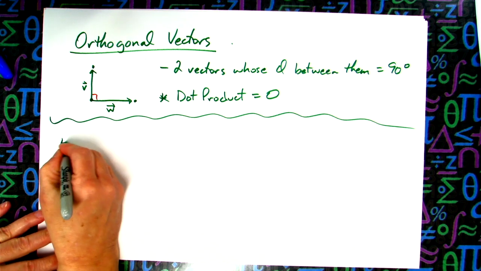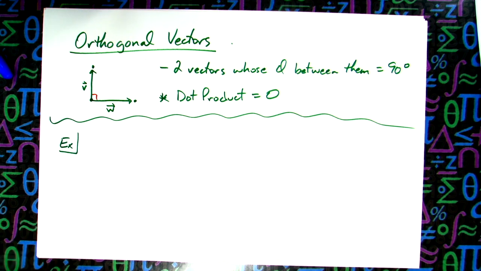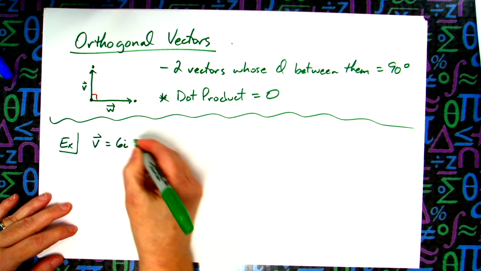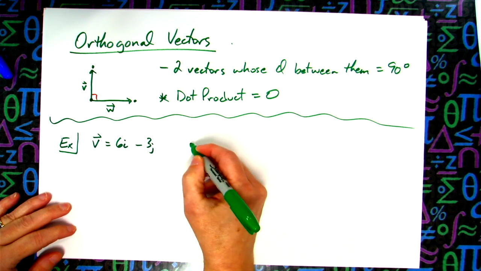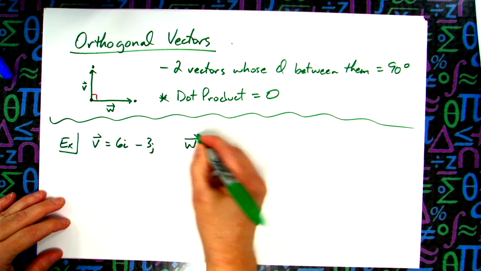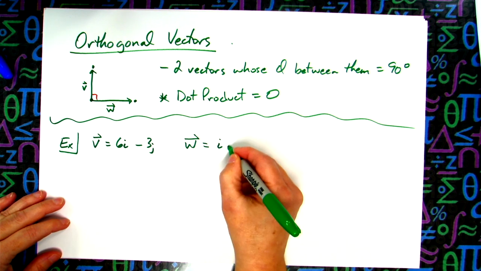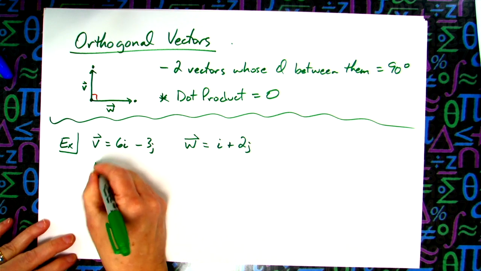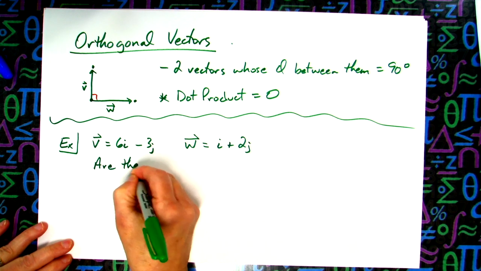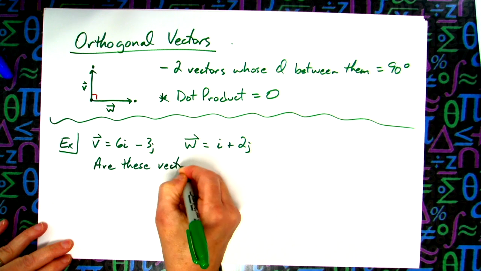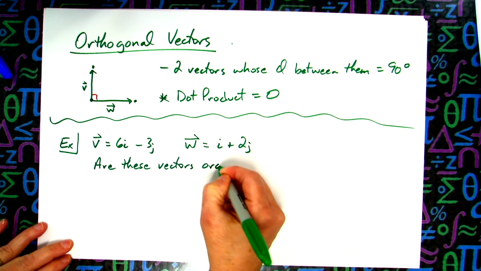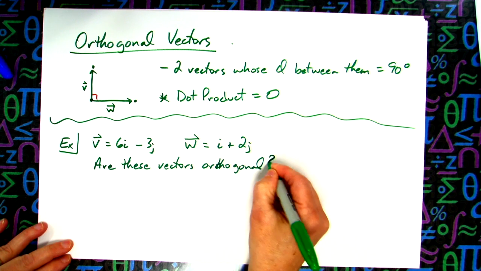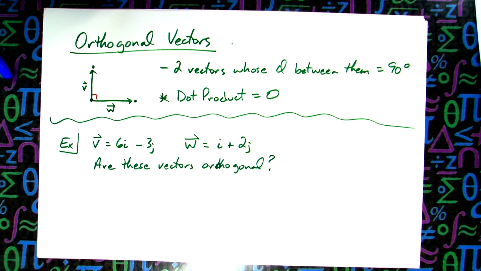Oh, yay. Okay, so let's suppose I give you a v vector, and it is 6i minus 3j, and I give you a w vector, and it's i plus 2j. All right. Are these vectors orthogonal? And it would be a yes, no question.